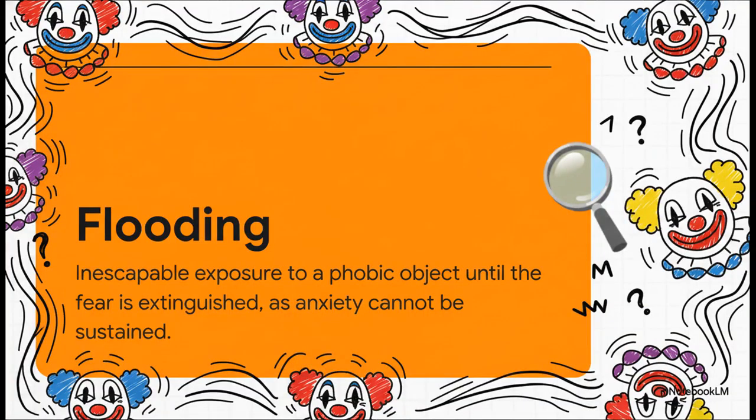And then we have the complete opposite, flooding. There is absolutely nothing gradual about this one. It's all about immediate, intense, and inescapable exposure to the phobic stimulus. So someone with a fear of clowns might be put in a room full of them and not be able to leave. The theory behind this is that your body's panic response, all that adrenaline, can't last forever. Eventually, your body calms down, and in that moment, you learn that the thing you were so scared of is actually harmless. The fear response is extinguished.